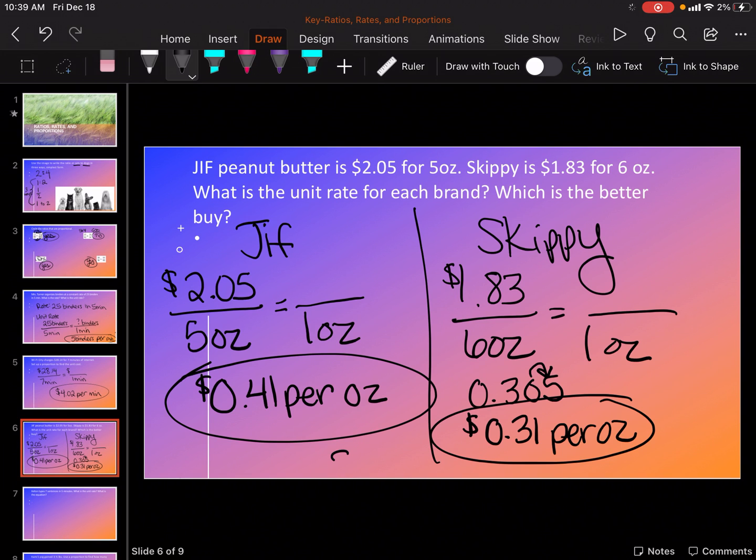Skippy. Skippy is the better buy, because it is 31 cents compared to 41 cents.